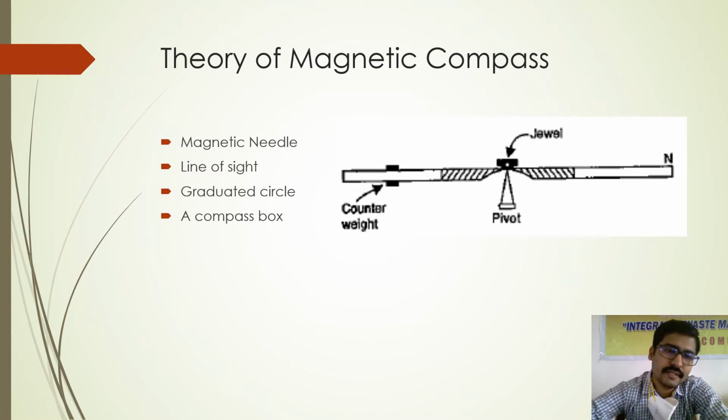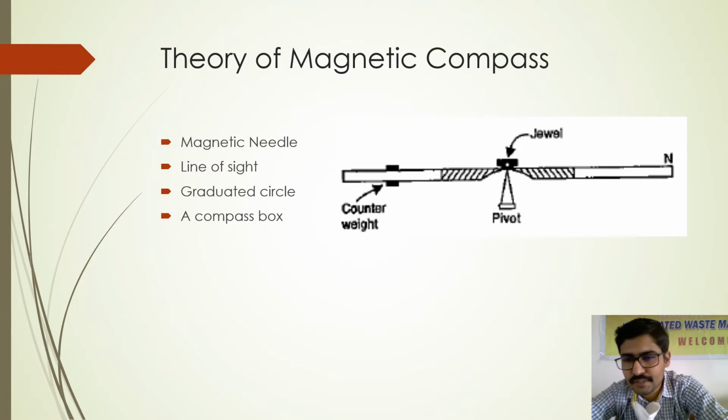You have studied in your school days that whenever you suspend a magnetic needle, the direction of the magnetic needle will always be along the north-south direction. North of the magnetic needle will get attracted towards the south of the earth, and south of the magnetic needle will get attracted towards the north of the earth. So that means north of the magnetic needle is towards the south of the earth, and south of the magnetic needle is towards the north of the earth. Try to understand the meaning behind this.